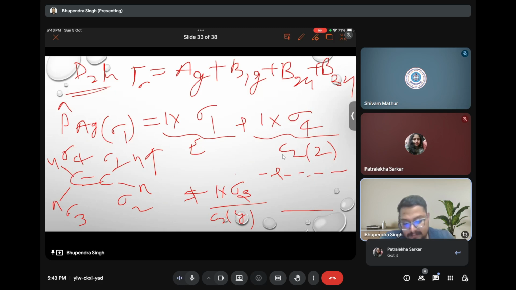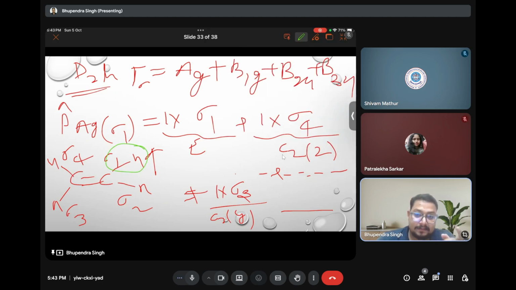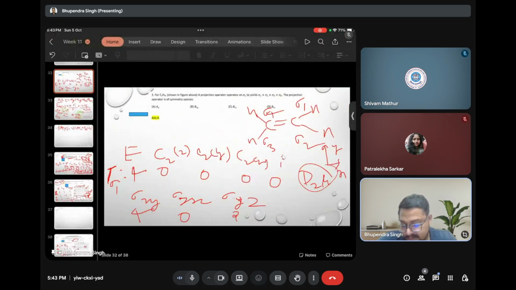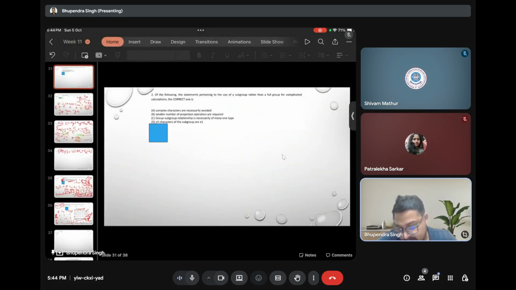Because if you apply this C2 operation, where will this bond go after applying? If it is going to sigma 4, then you have to write sigma 4 here. If it is going to sigma 3, you write sigma 3, like that. Then you solve it. Okay, this time we got lucky. Answer is A for the third question. Okay, only two questions left for this assignment.